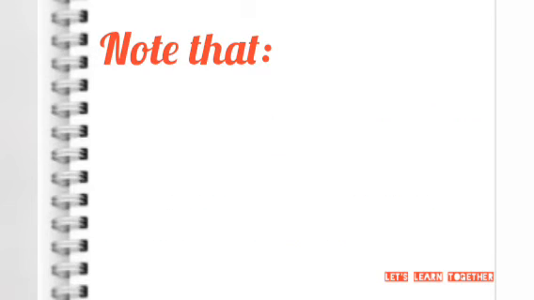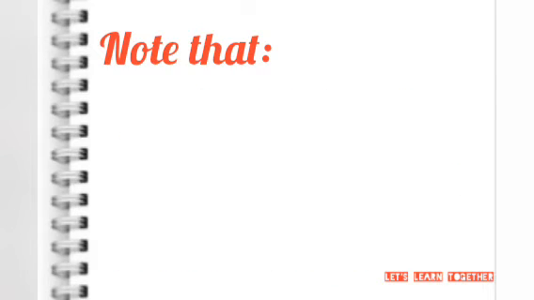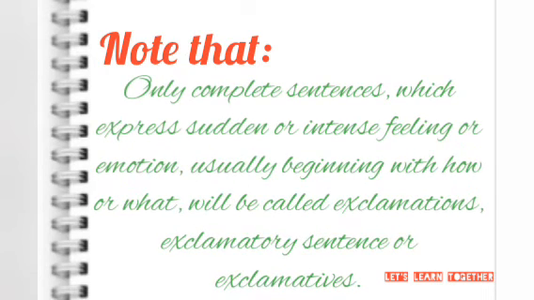For the present, in order to avoid confusion, we shall call single words or incomplete sentences used to express certain or intense feeling or emotion interjections. How awful. That is equal to how awful something is. Good Lord. Alas. Only complete sentences which express certain or intense feeling or emotion, usually beginning with how or what, will be called exclamations, exclamatory sentences or exclamatives. So all these things we have to keep in mind.